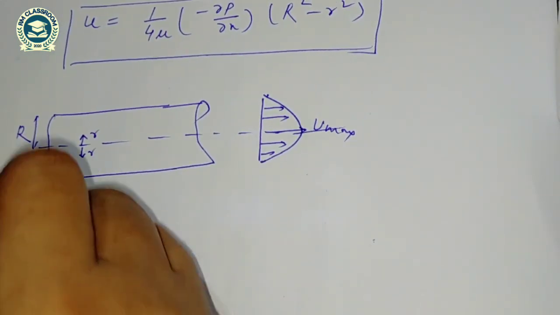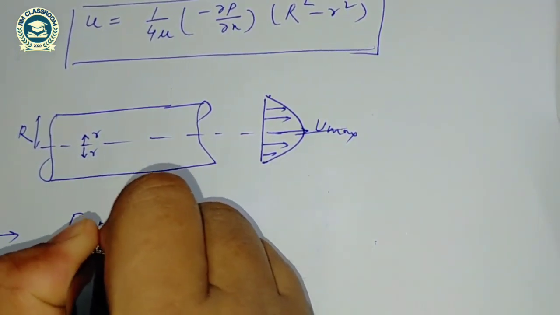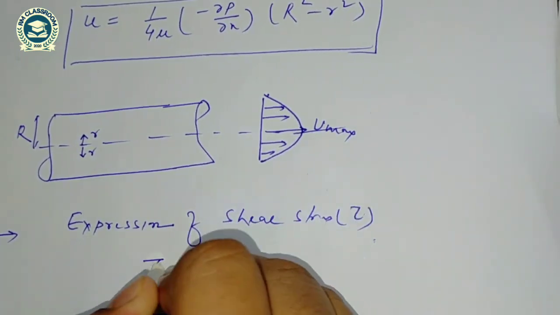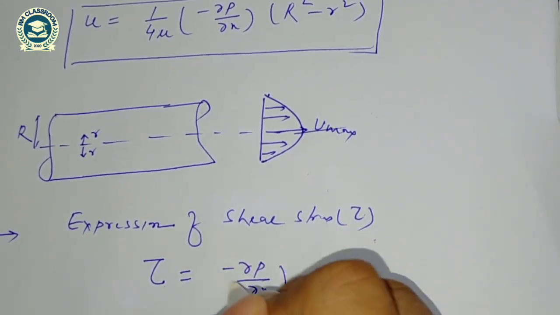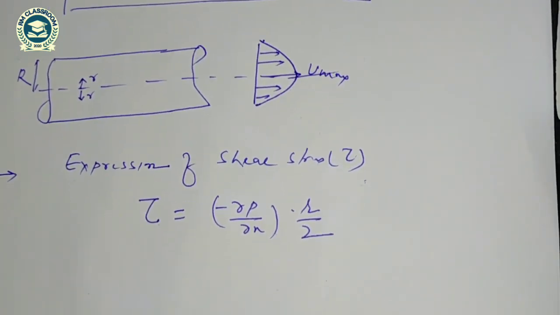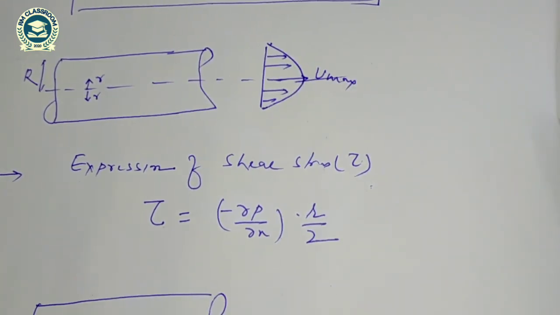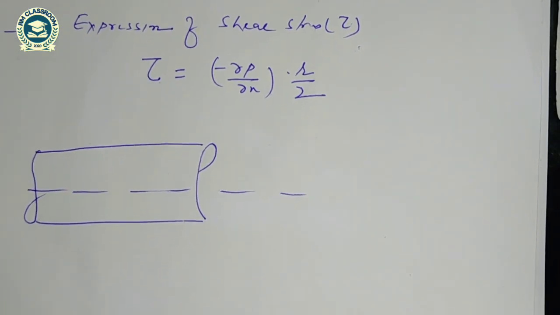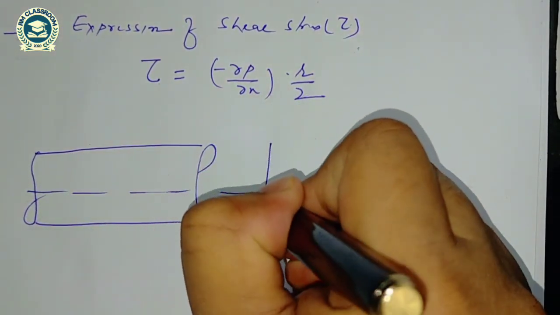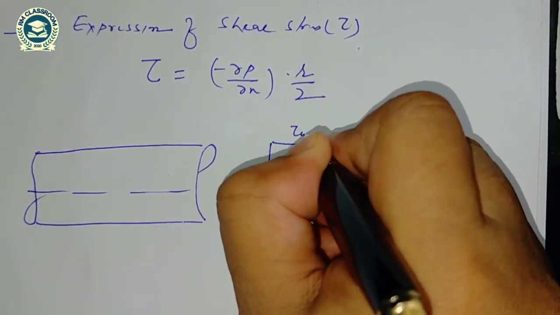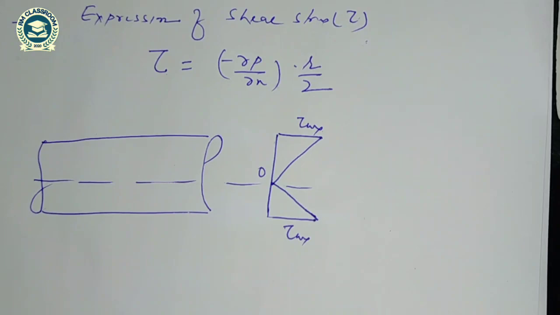Similarly, expression of shear stress tau. So tau is equal to minus del P by del X into r by 2. So if I draw the shear stress distribution, when r is equal to 0, shear stress is 0. So this is the distribution of shear stress, maximum at the wall, 0 at the center. This is R, this is also R.